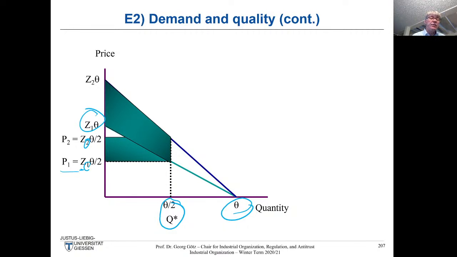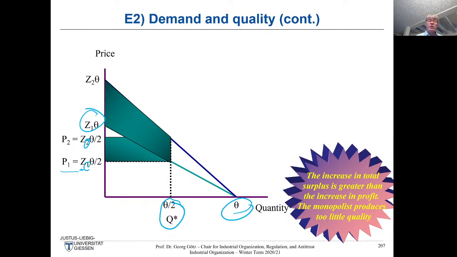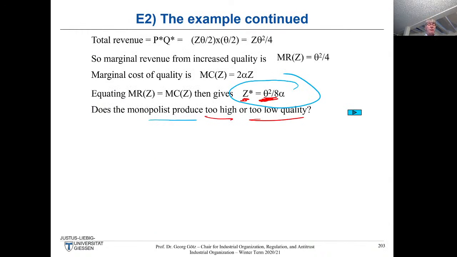And what is immediately clear is that this green trapezoid is larger than the rectangle, which is just the increase in profit. So what we have as a result is that the increase in total surplus is greater than the increase in profit, and therefore the monopolist underprovides quality. It provides too little quality. That is what we can immediately derive by means of this diagram.